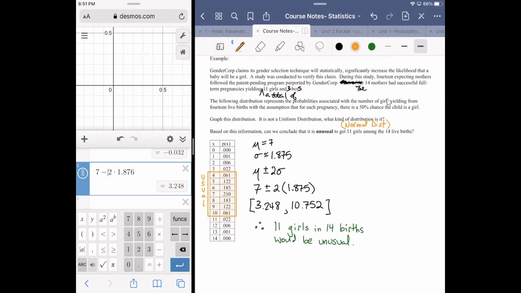And that would be because the bulk of the data lies towards the center, and it gets less and less likely as you work your way out towards the fringes.